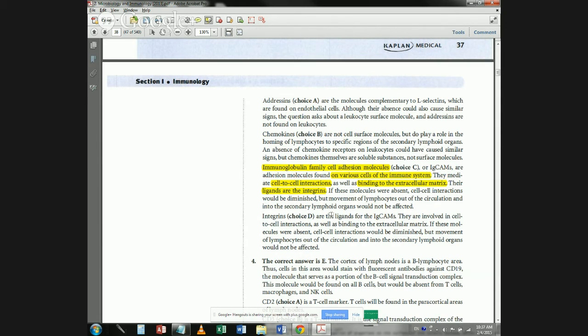Integrins, these are the ligands of the IgCAMs, right? They are involved in cell-to-cell interactions as well as binding to the extracellular matrix. If these molecules were absent, cell-to-cell interactions would be diminished, but the movement of lymphocytes out of circulation would not be affected, obviously. Oh no, I saw it. Well, I'm not gonna look at the options. I'm just gonna try to answer without looking at the options.